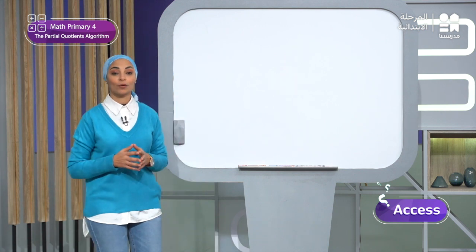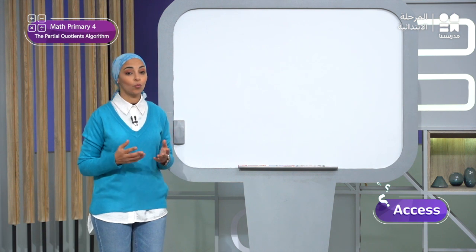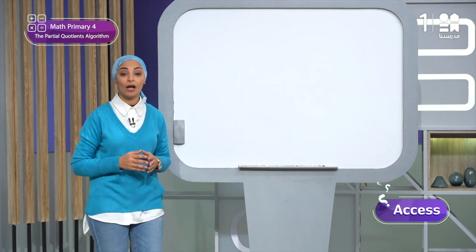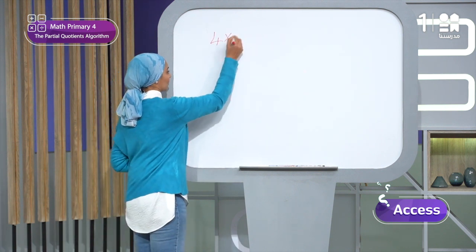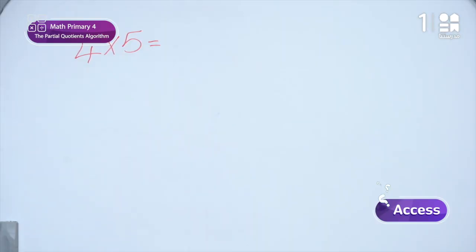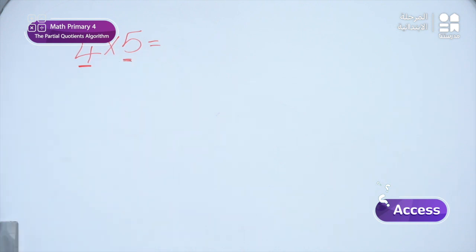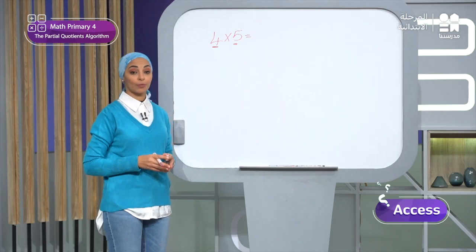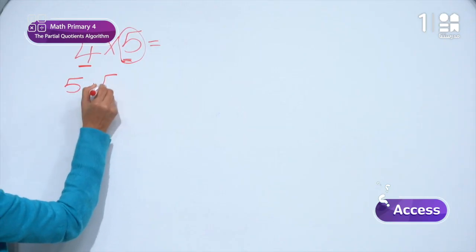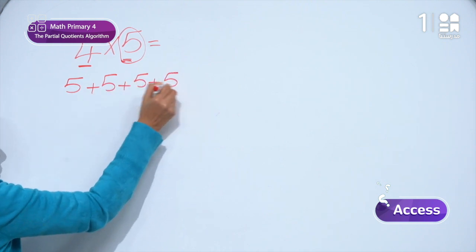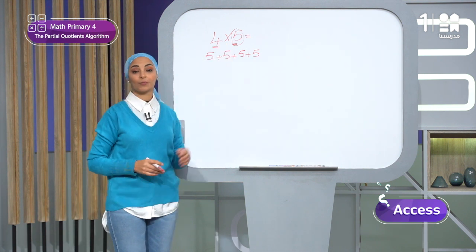So, what does this mean? It means that if I write 4 times 5, it means 5 repeated 4 times, or 4 repeated 5 times. So I can write 5 plus 5 plus 5 plus 5. Again, 5 repeated 4 times. And this is because repeated addition is the same as multiplication.